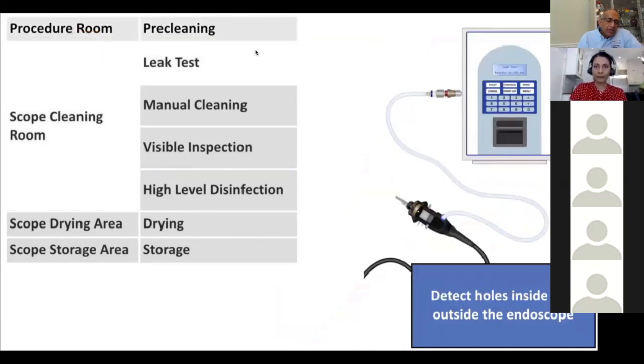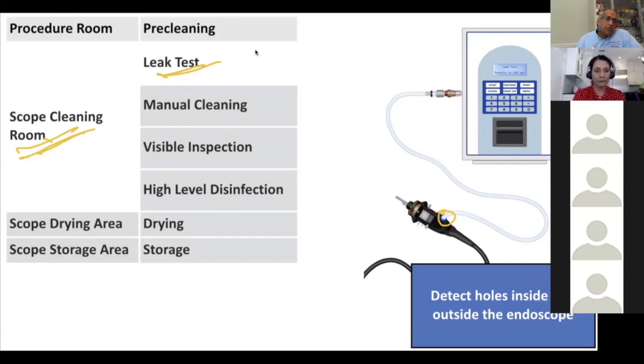The next step is you take the scope to the scope cleaning area where you do the leak test. The leak test is basically a machine hooked to this leak test connector, and you set it for a few minutes. It pressurizes the scope, and after a few minutes, it tells you whether it's a pass or a fail.